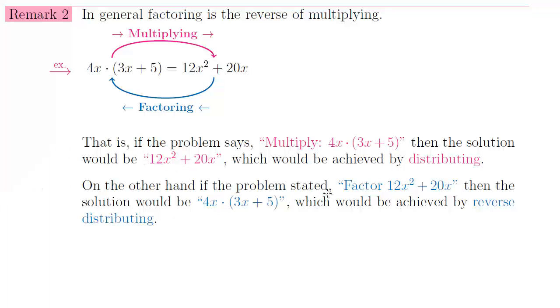Now, if on another piece of paper I give you the problem factor 12x squared plus 20x, how are you going to do that? Well, you're going to say, I know if I multiply 4x times 3x plus 5, I get 12x squared plus 20x. So basically what you're doing is you're reverse distributing. Okay, you're thinking about what could I multiply by to get 12x squared plus 20x. Okay, factoring is the opposite of multiplying. It's the reverse of multiplying.